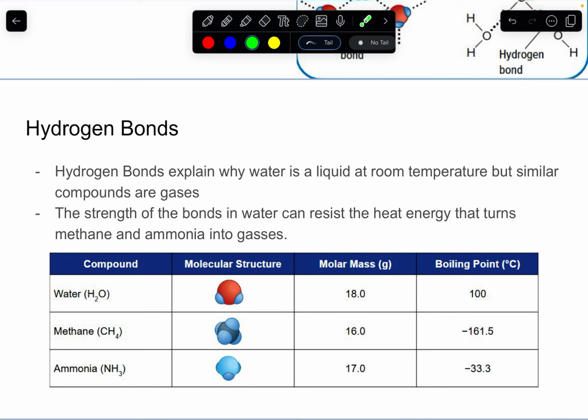These hydrogen bonds explain why water is a liquid at room temperature, but similar compounds are gases. Water has strong hydrogen bonds, which means its melting point is much higher than other similar molecules.